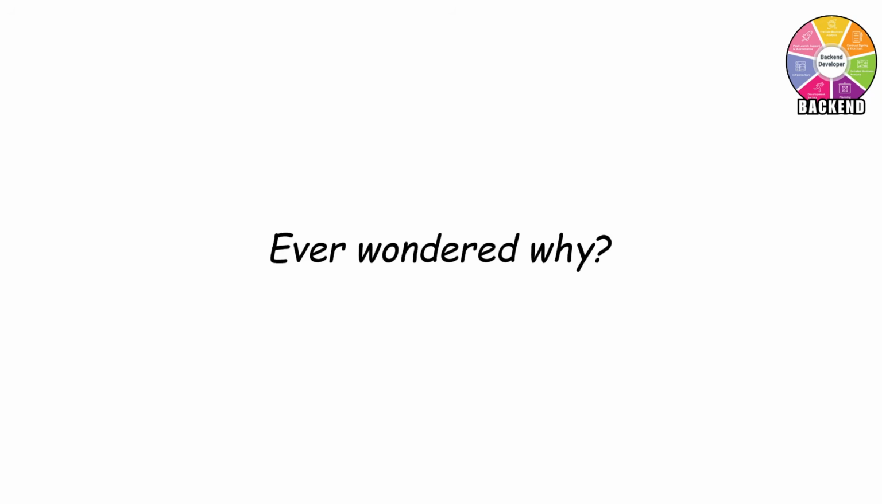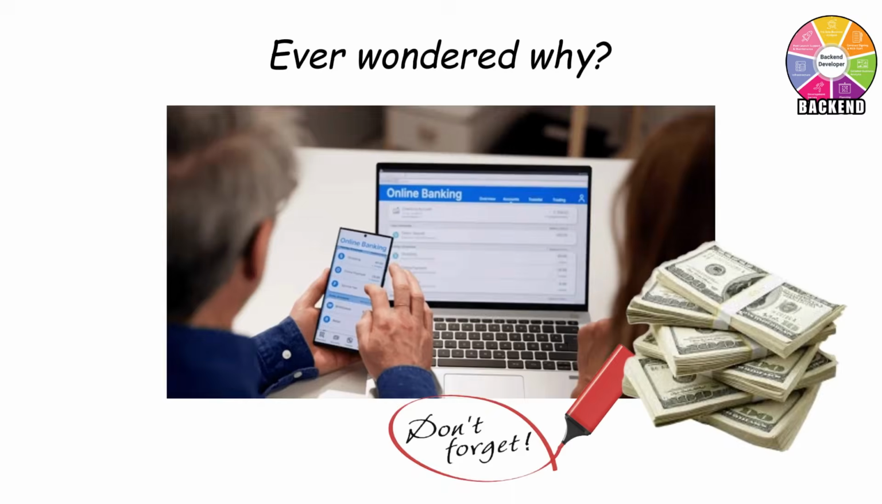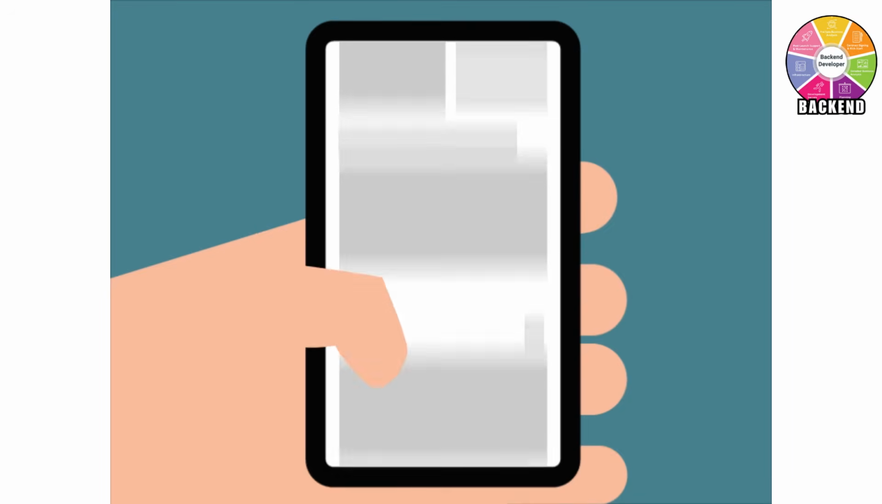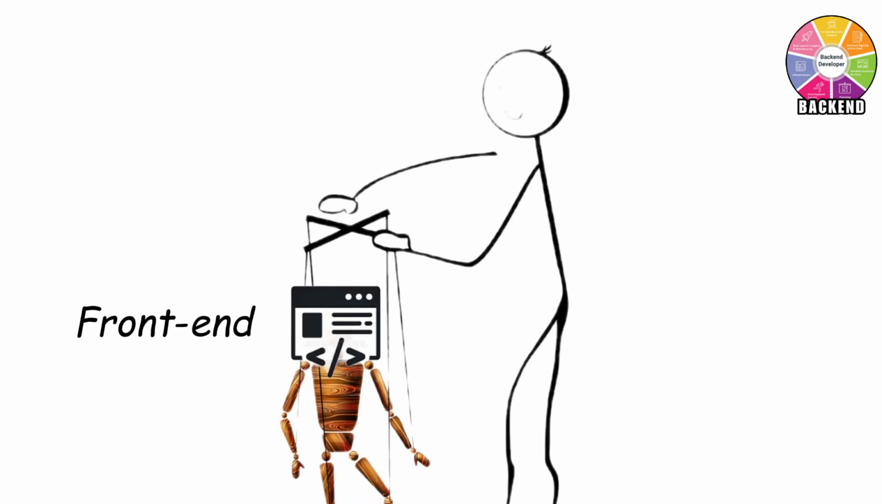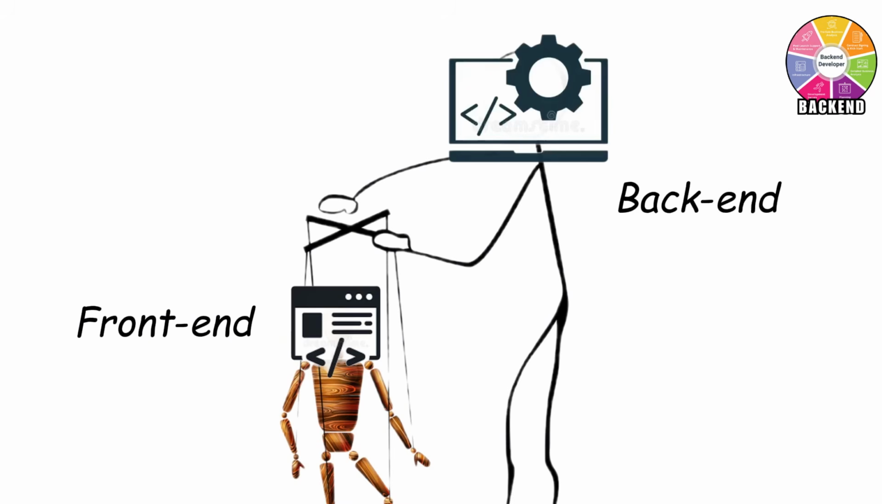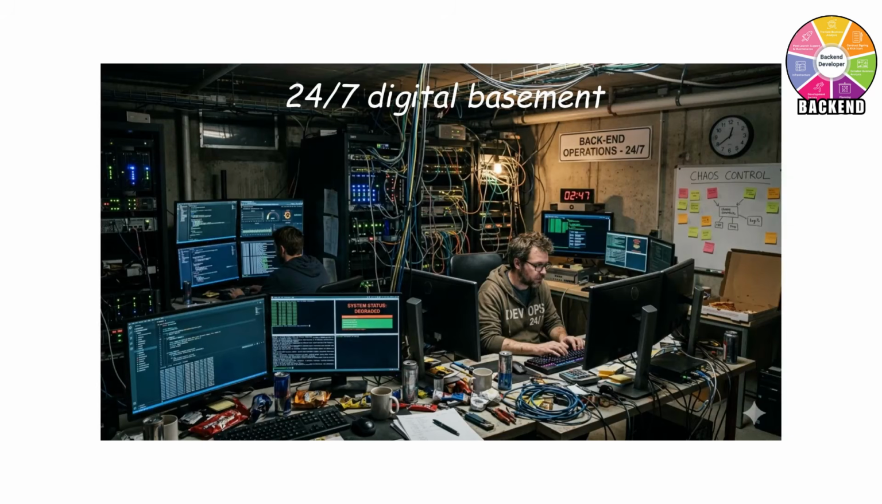Backend. Ever wondered why your bank account doesn't just forget you have money? When you're scrolling through an app, you're interacting with the front end, the digital paint on the walls. It's pretty, it's shiny, and it's a total lie. The front end is just a puppet. The real puppet master is the back end, a chaotic, 24/7 digital basement where the actual work happens.